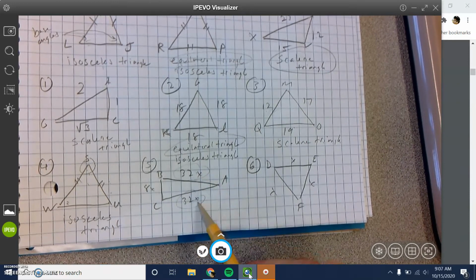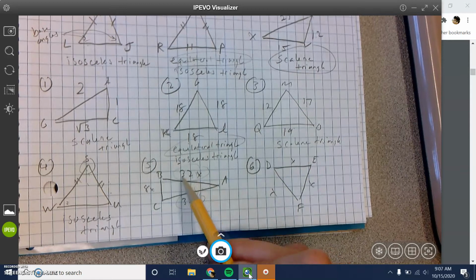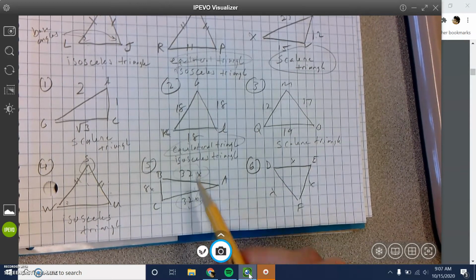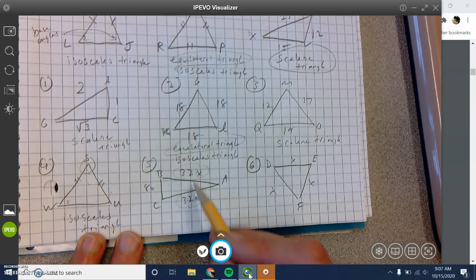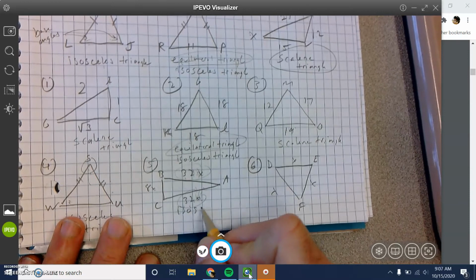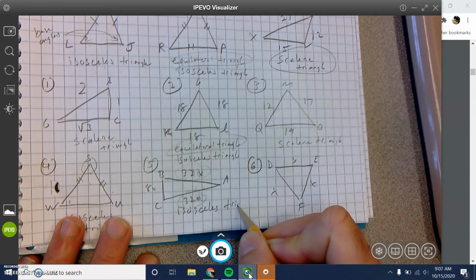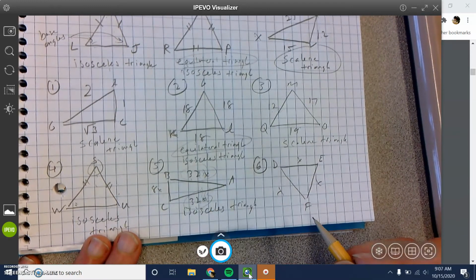Even though it has X, you can plug in anything for X, and you're going to get the same value. If you plug in 1, you're going to get 32 and 32. If you plug in 2 for X, you're going to get 64 and 64. So it doesn't matter what you plug in for X, you're going to get the same value for these two sides. So this is an isosceles triangle, because the third side's a different value than the other two, so you have at least two sides congruent.